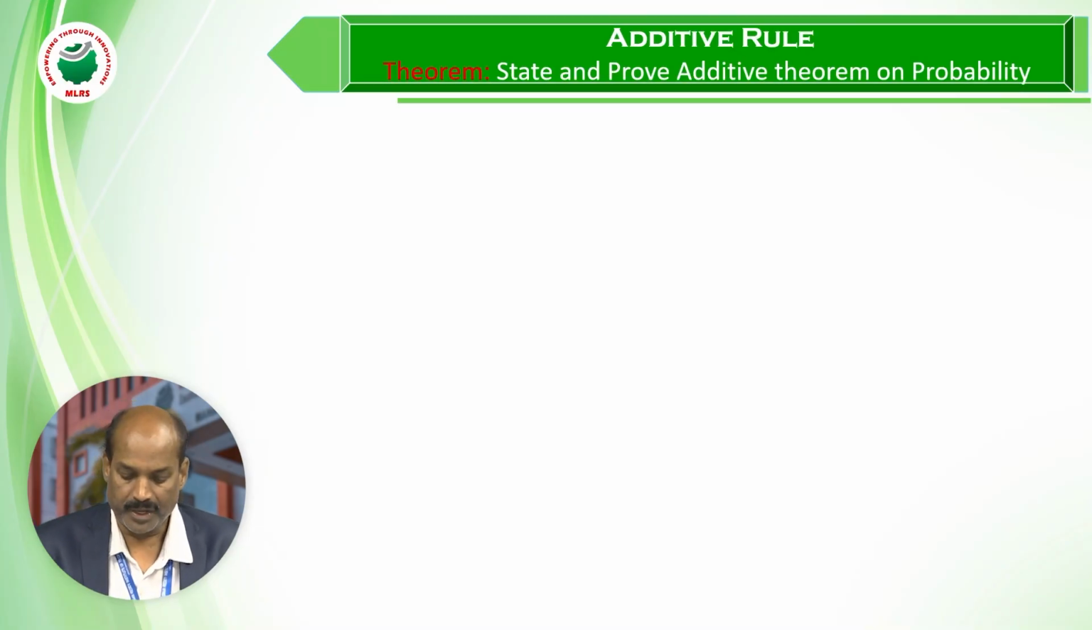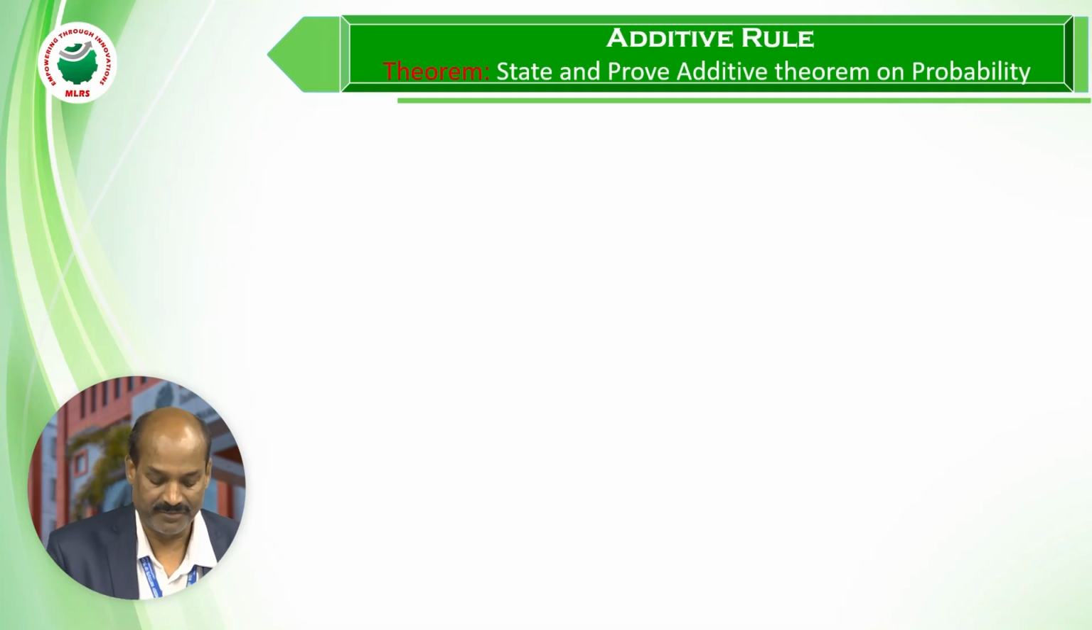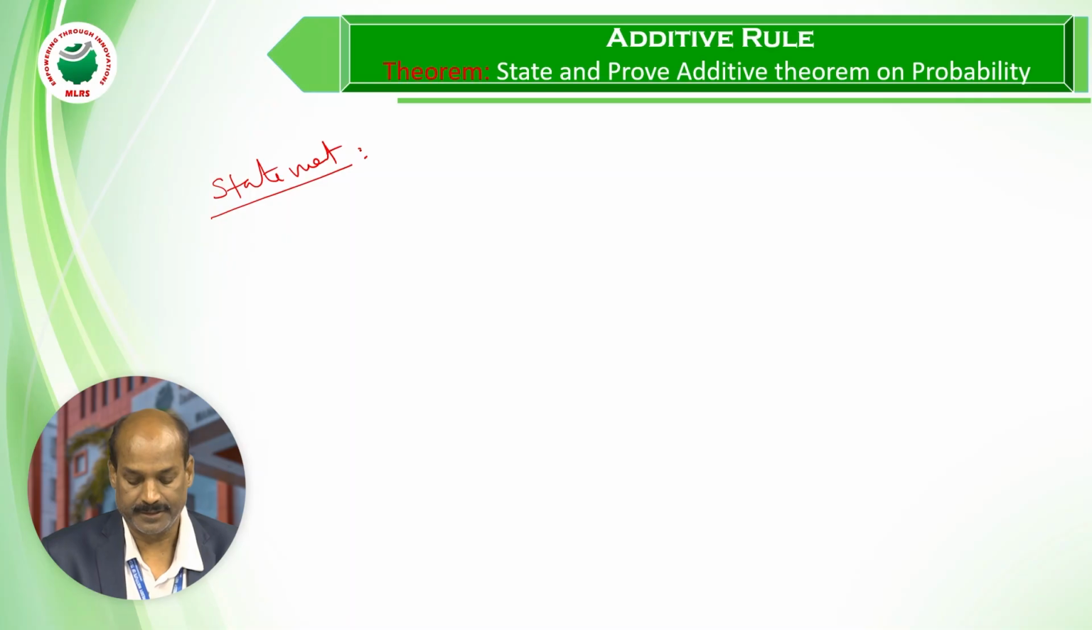Additive rule. Additive rule theorem: state and prove the additive theorem on probability. Now, what is the statement? First, we know the statement of the additive theorem. So, what is the statement?